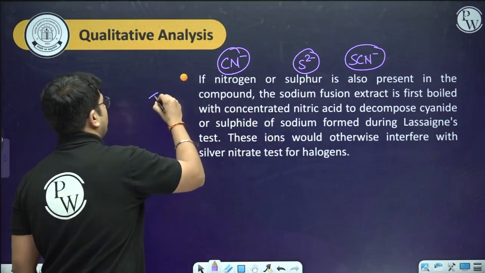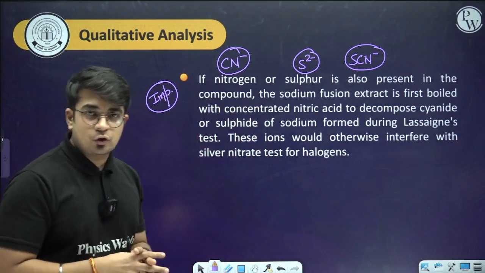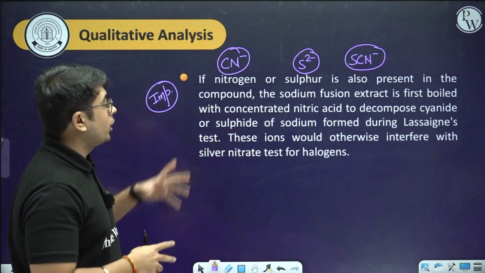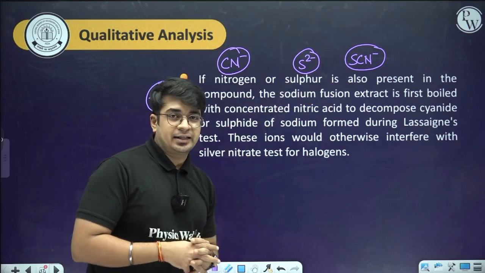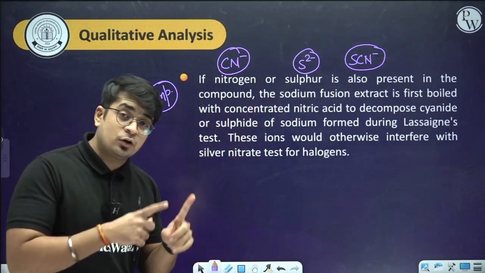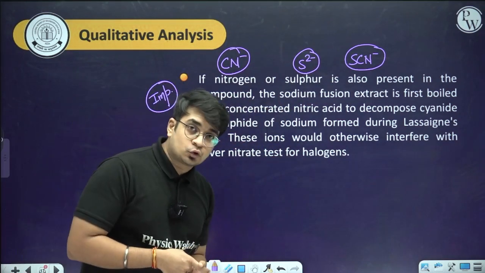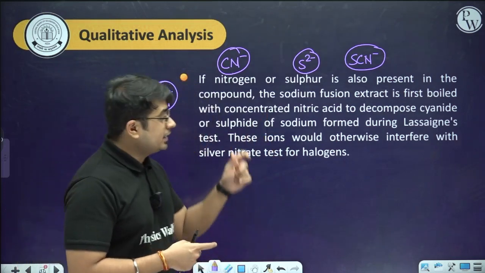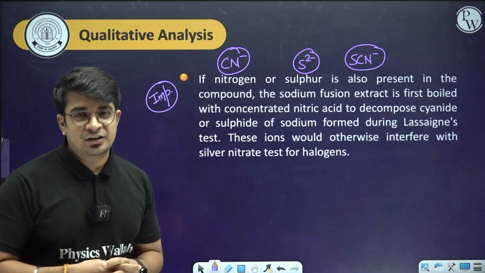So it's a very important point. What happens if nitrogen or sulfur is also present in the compound? Then the sodium fusion extract is first boiled with concentrated nitric acid so that I can decompose this entire part. Nitric acid, which is a very good oxidizing agent, is going to decompose the cyanide or sulfide of sodium formed during the Lassaigne's test, and these ions would otherwise interfere with the silver nitrate test. I hope this entire portion is clear to everyone.